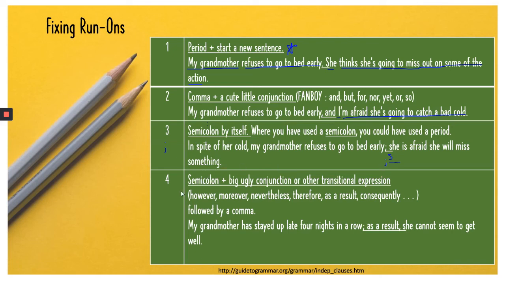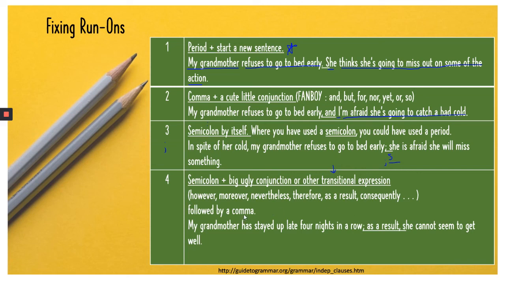The last way that we can fix a run-on is by adding a semicolon and what are called big ugly conjunctions. And there are also other transitional expressions. So we've talked in the past about what a transition word is. Some of these are words that you're going to recognize. These are words like however, moreover, nevertheless, therefore, as a result, and consequently. But what we want to remember is that these have to follow a pattern. They have to be semicolon, transition word, and then they have to be followed by a comma. So the reason that this is number 4 is that this is one of the more tricky ones to do because there are lots of pieces to it.